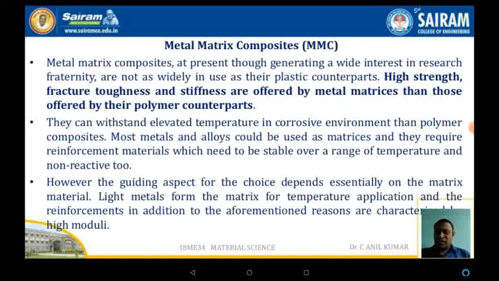However, the guiding aspect for the choice depends upon the matrix material and the light metal, which may be aluminum or copper, etc. The light metal forms the matrix for a temperature application and the reinforcement. In addition to the aforementioned reasons, the characteristics can be obtained for high moduli.